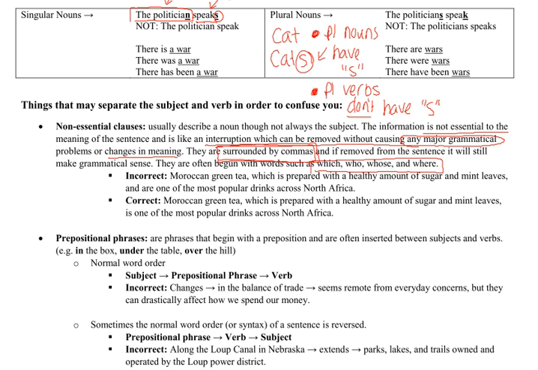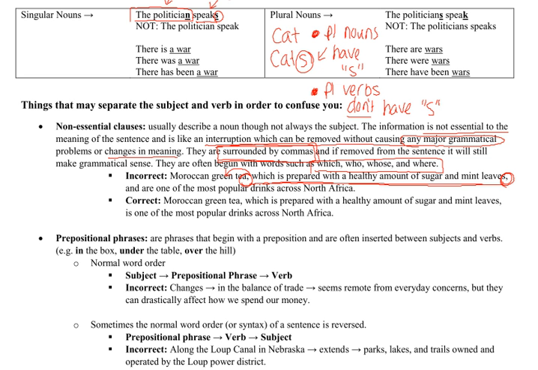Moroccan green tea, which is prepared with a healthy amount of sugar and mint leaves, and are one of the most popular drinks across North America. So first, anytime you see a comma, let's circle it, because those, or any punctuation really that's other than a period, are important to pay attention to. So Moroccan green tea before the comma, by itself, that's probably a subject, because it's not giving us additional information about anything. This middle section between these two commas, which is prepared with a healthy amount of sugar and mint leaves, is telling us more about Moroccan green tea.